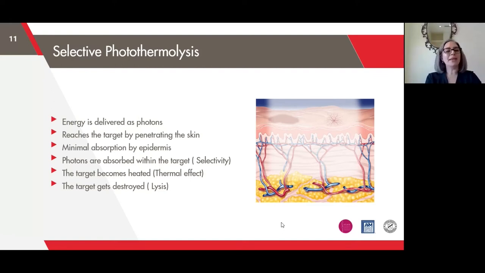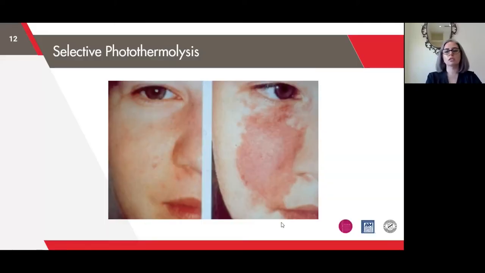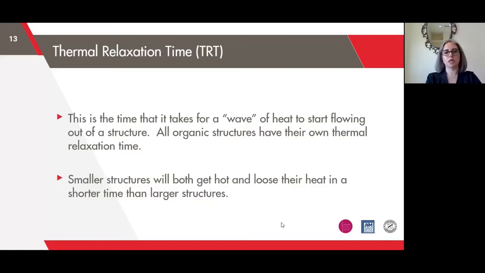So, minimal absorption by epidermis. Photons are absorbed within the target. My target absorbs the laser more than the rest of the tissue. The target becomes heated. This is the thermal effect. And the heat is to the extent of lysing my target, cooking or killing my target. This is a photo showing you an example of a selective photothermolysis. I just removed the lesion without removing or burning or damaging the surrounding tissue. So, as we said, thermal relaxation time is the concept that I can guarantee I do selective photothermolysis without damaging the surrounding tissue when I know what is the time I have to give to which structure.